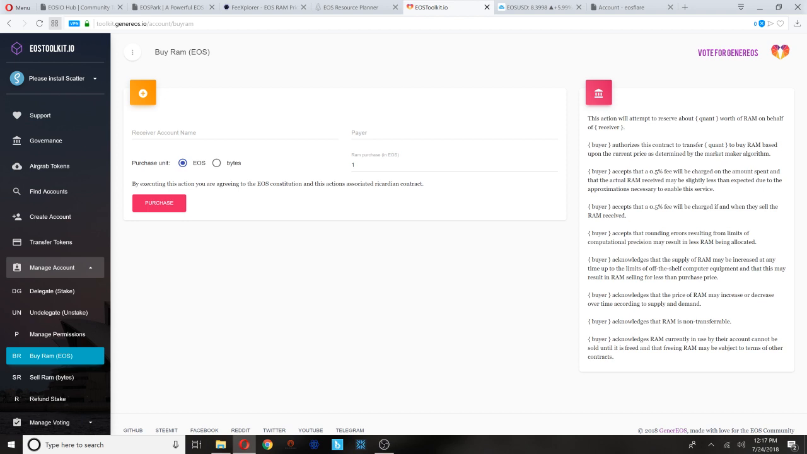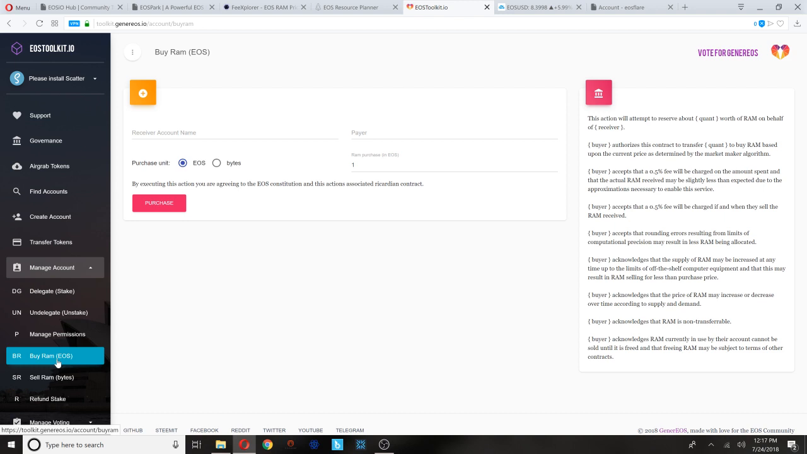This is a website built by Generous EOS. I'm sorry if I'm mispronouncing that. I know they're block producer candidates that I voted for. Anyhow, if you go to this website, I have it linked down below. You could buy and sell RAM. You click under Manage Account, Buy RAM, and you can buy RAM at the current price.